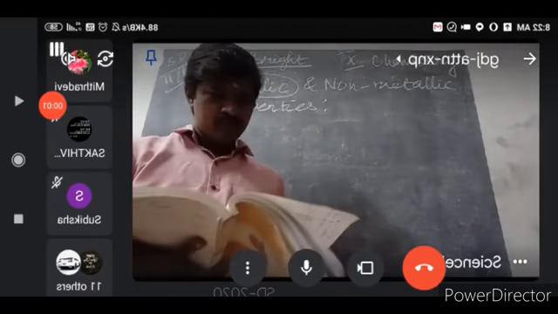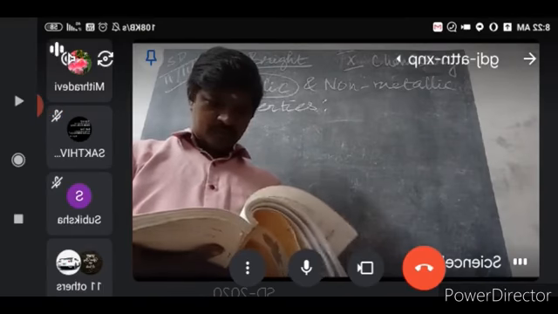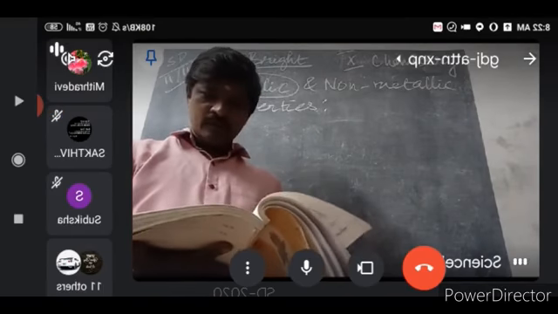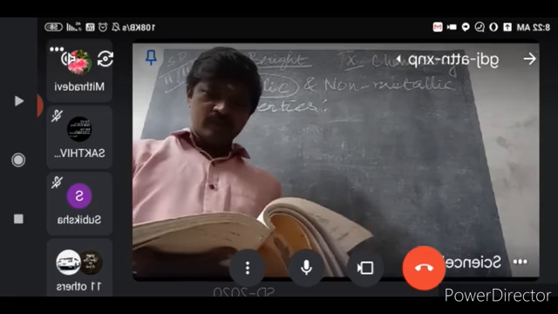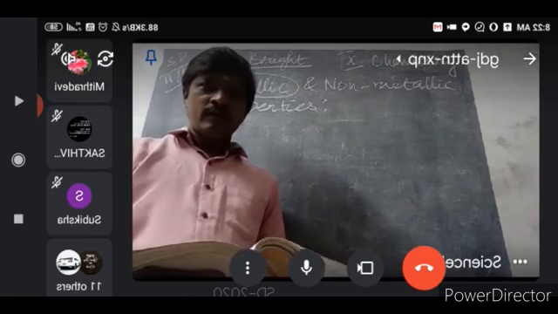On which side of the periodic table do you find the metals? On which side of the periodic table do you find the non-metals? Now, Activity 5.10.